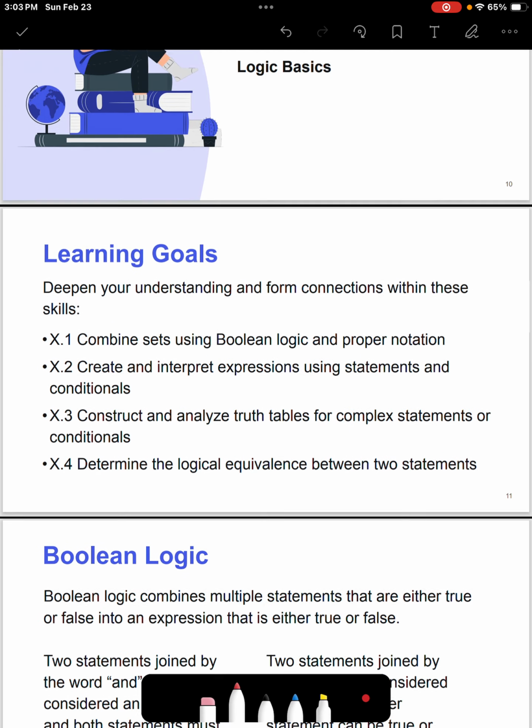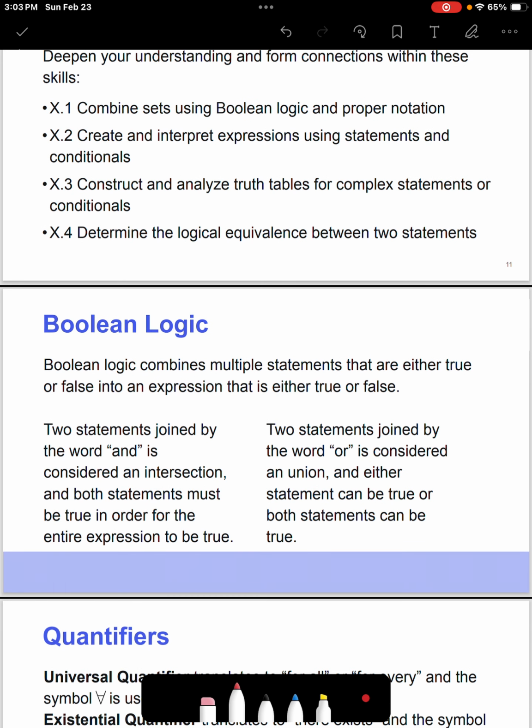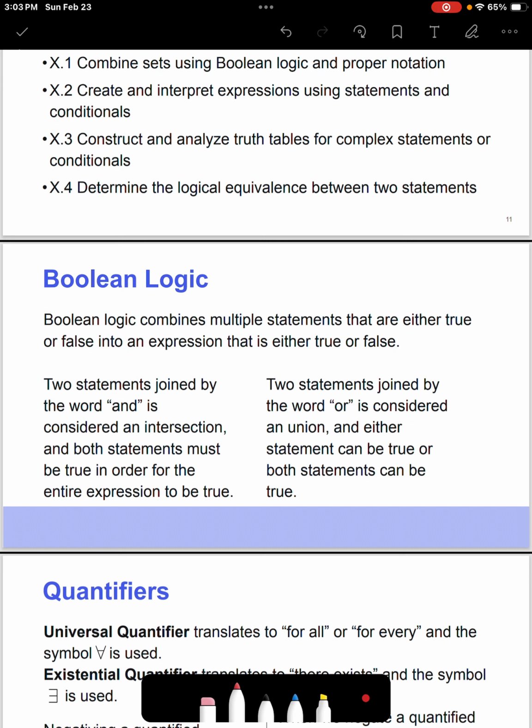So let's talk about a little bit of logic. Boolean logic combines multiple statements that are either true or false into an expression that is either true or false. Two statements joined by the word "and" is considered an intersection, which we talked about. So "and" goes with intersection, and both statements must be true in order for the entire expression to be true. Two statements joined by the word "or" is considered a union, and either statement can be true or both statements can be true.